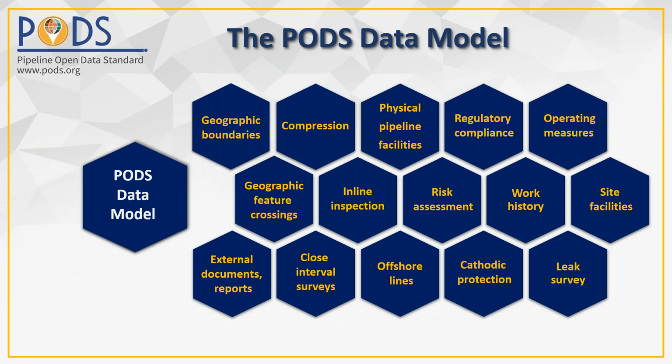Here are just a few types of data or asset types that you will find within the PODS data model structure. Certainly, this is not an exhaustive list, but you can see the wide variety from spatial data, the geographic boundaries, for example, all the way to regulatory compliance, to operating information, to ILI data, and surveys and even offshore pipelines. So there's a wide variety of data modeling that can take place within PODS. So you'll see for just about any type of information that's going to be associated with your pipelines, you'll find a holder or a container for it within the PODS model.